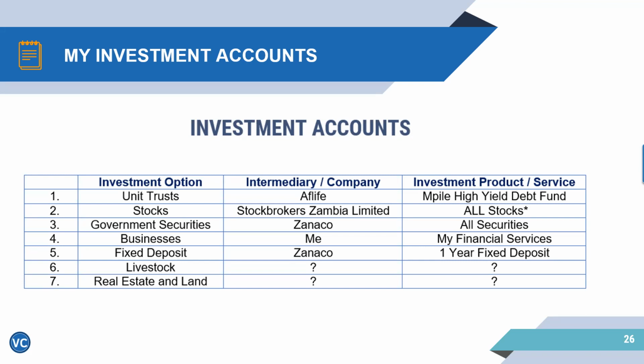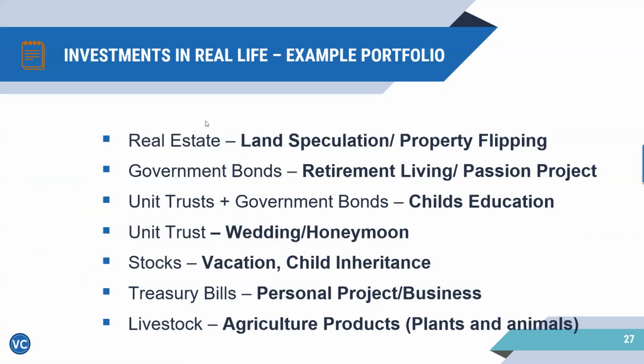Businesses, myself, and typically it's through these classes that I have that are paid. With fixed deposits, I keep it simple. I just do them with Zanaco. Livestock, I used to have rabbits, but they're not there. And real estate, it's kind of there, but I'm not really doing anything with it. So these are my investment accounts.